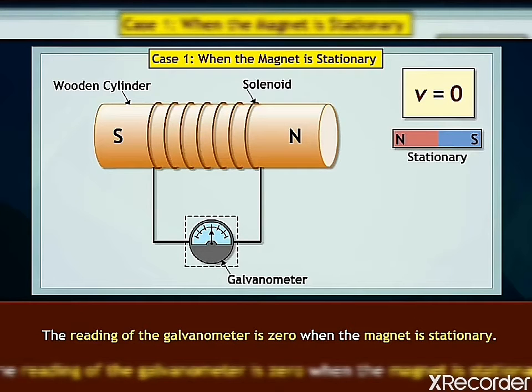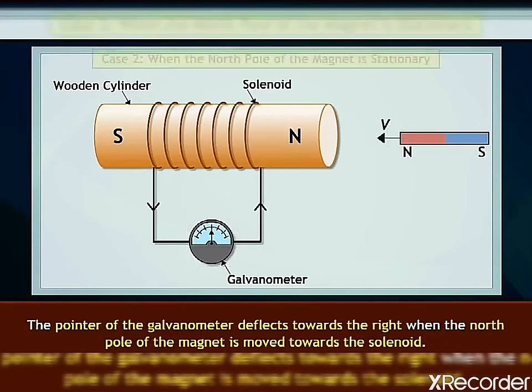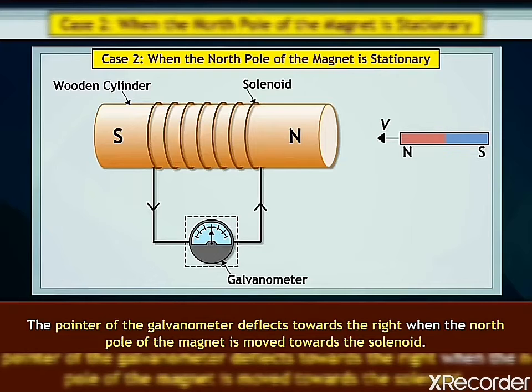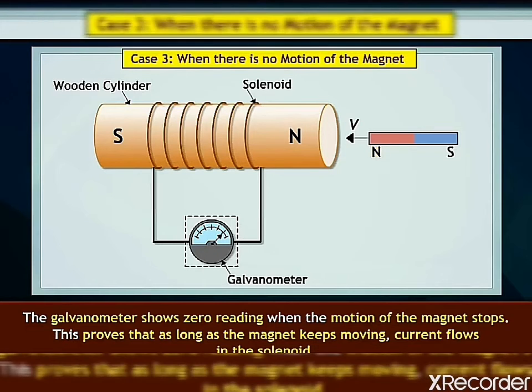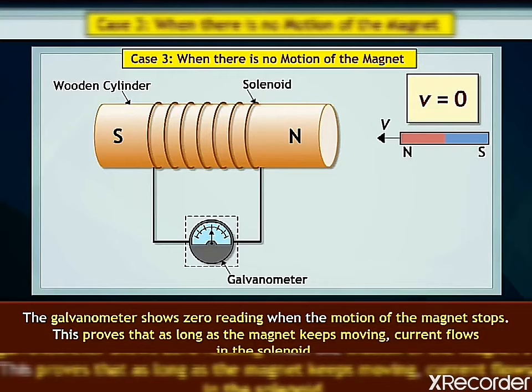When the magnet is stationary, the galvanometer reads 0. This shows that provided the magnet is not in motion, no EMF is induced. The pointer of the galvanometer deflects towards the right when the north pole of the magnet is moved towards the solenoid. This implies that EMF is induced only when the magnet is in motion. And when there is no motion of the magnet, the galvanometer shows a 0 reading, which implies no current flows in the solenoid.